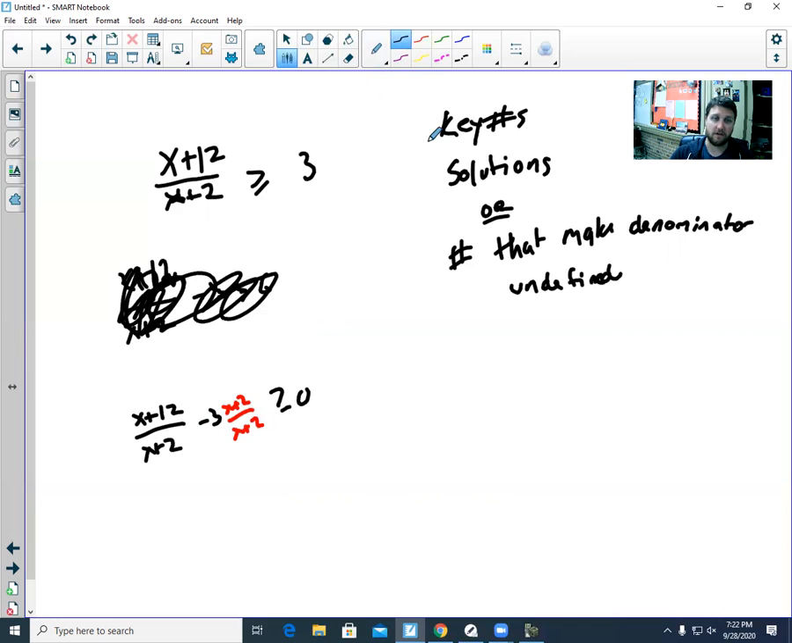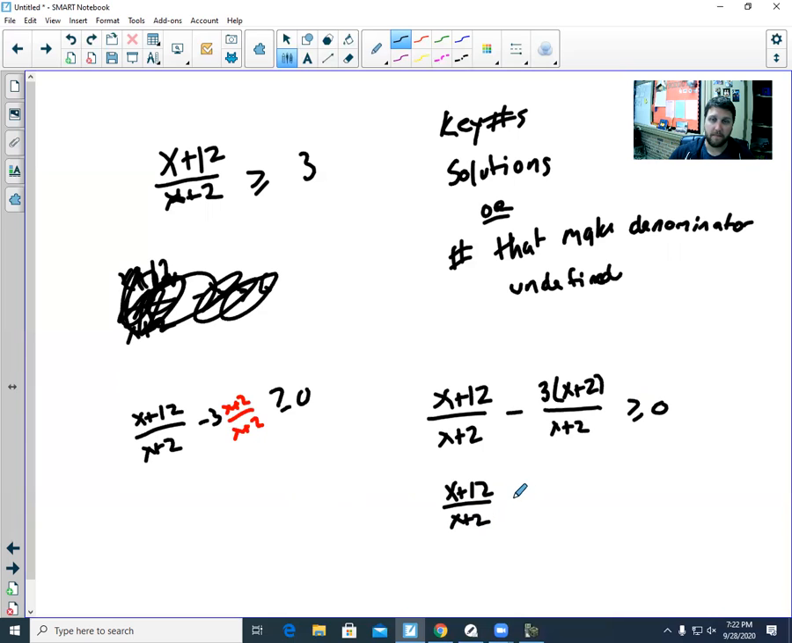So this will turn into x plus 12 over x plus 2 minus, and then I'm going to put this in parentheses up here, 3 times x plus 2 over x plus 2 is greater than or equal to 0. So I'm going to get x plus 12 over x plus 2. And then I'm going to change this to a positive, and I'm going to distribute the negative. So plus negative 3x minus 6 over x plus 2 is greater than or equal to 0.